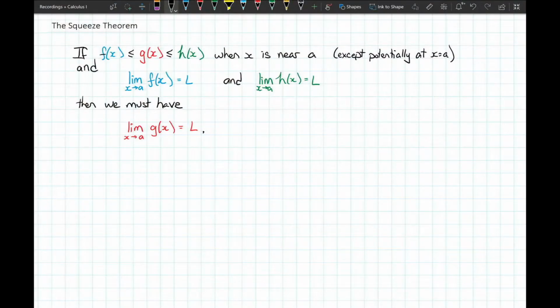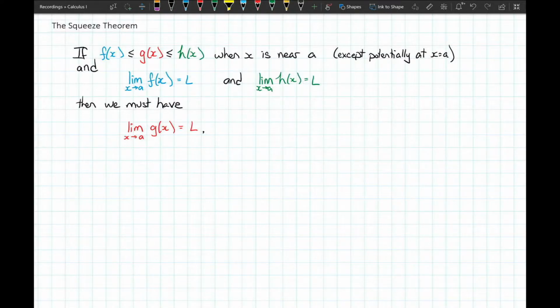of illustration. So the squeeze theorem states that if f of x is less than or equal to g of x, which is less than or equal to h of x, if that's the case for x values near a, except potentially at the value x equals a, and if we know that the limit of f of x as x approaches a is L, and the limit of h of x as x approaches a is also L, then we can produce the result that the limit of g of x as x approaches a also equals L.